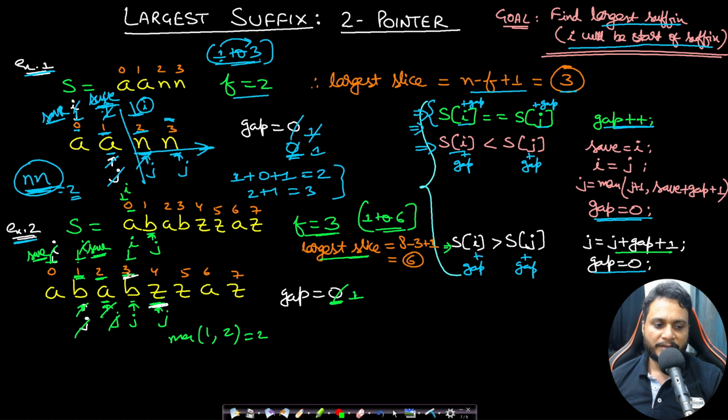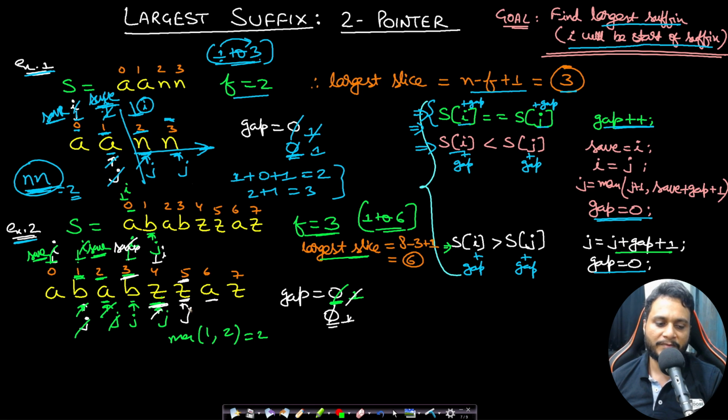So now you can compare this 3 with 4, the gap value being 0. 3 with 4, they are not matching, and b is smaller. So what to do? Again this will be saved and you will make I equal to j, then j will be equal to max of j plus 1 comma save plus 0 plus 1. So it is going to be this index 5. Now you compare z with z, it is matching, so move the gap value to 1.